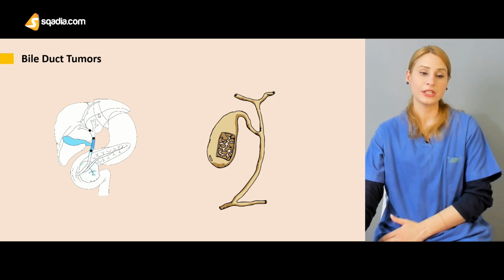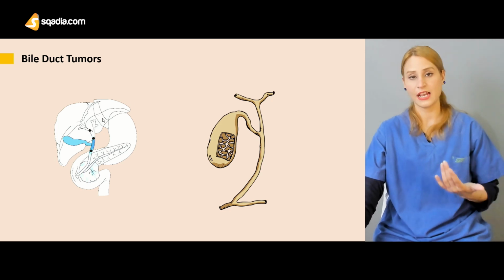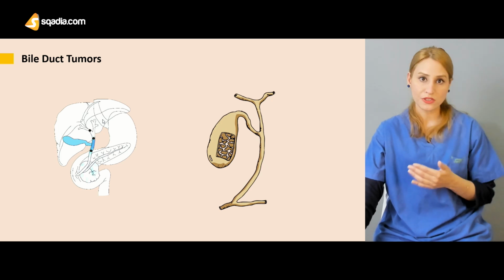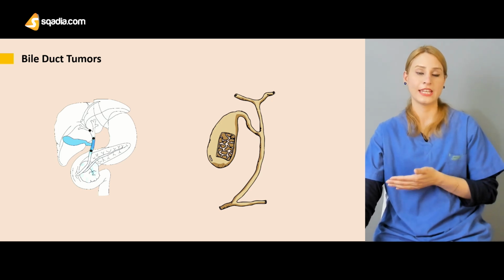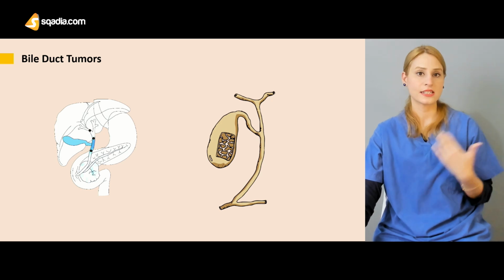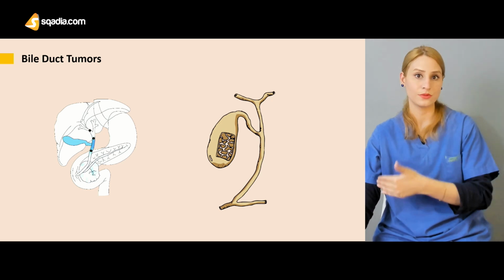If we look at the liver, you can see that it occupies most of the right upper quadrant of the abdomen, and it's present just beneath the 6th to 10th ribs.